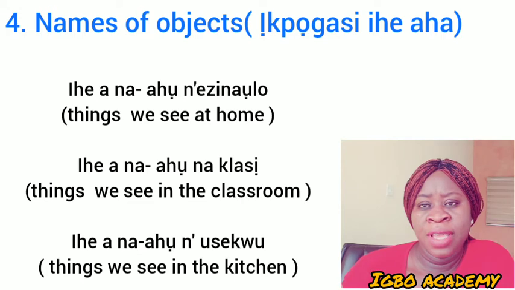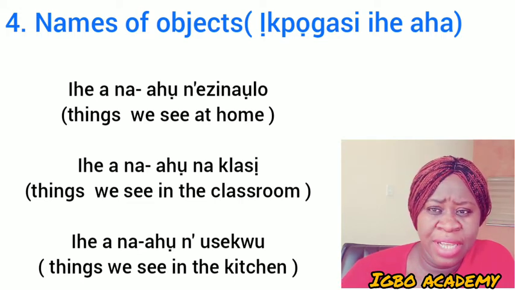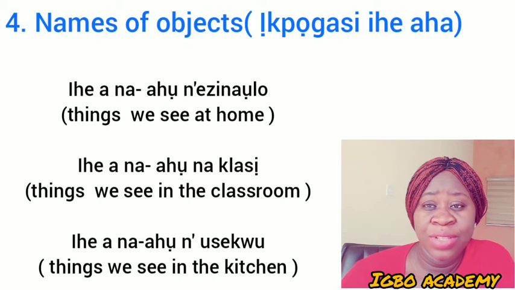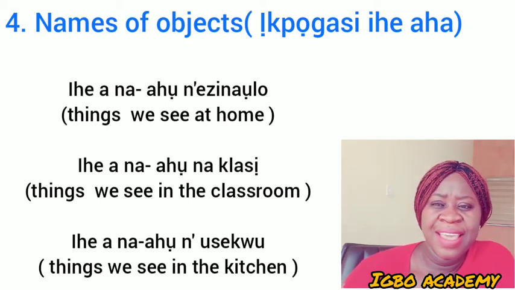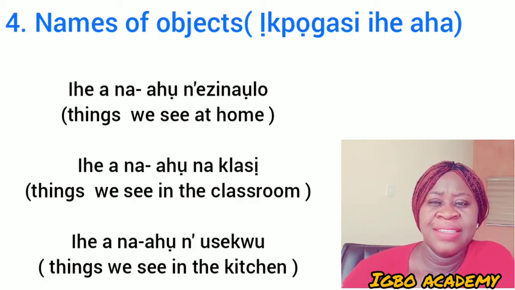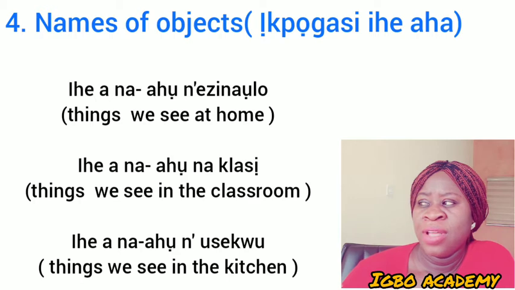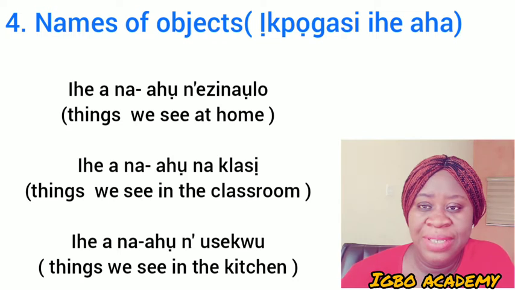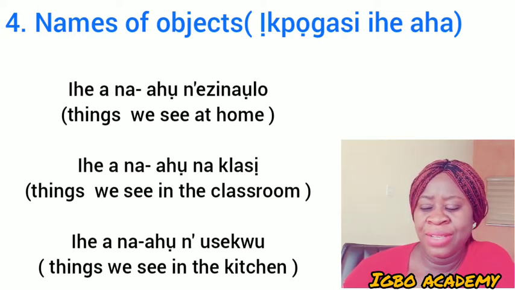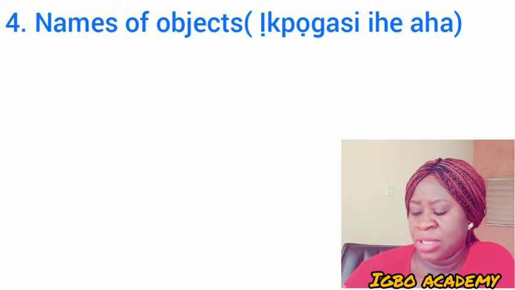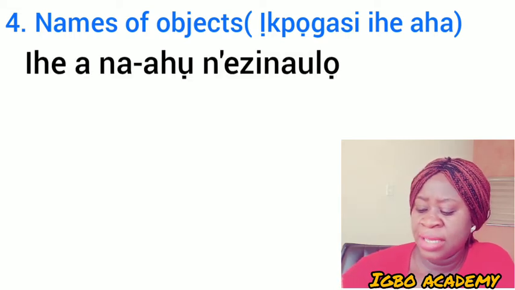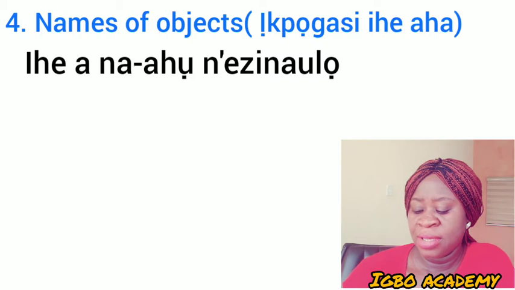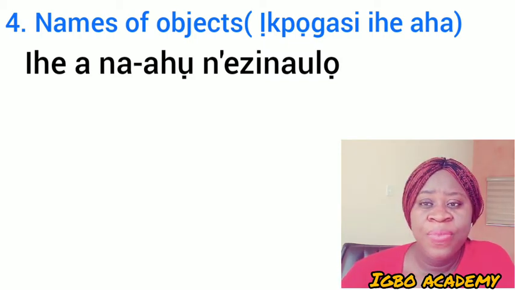Then we are going to name 10 things that we see at home, 10 things we see in the class, and 10 ihe a na-ahụ n'usekwu. Usekwu is kitchen, 10 things that you can see in your kitchen. So now we are going to start with 10 things that we can see in our houses.